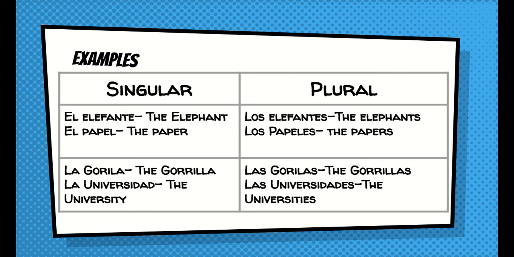La gorila would be the gorilla. La changes to las when it is made plural, and gorila changes to gorilas to make it plural. La universidad, okay, the university. Again, we're going to change la to las, and universidad to universidades to say the universities.